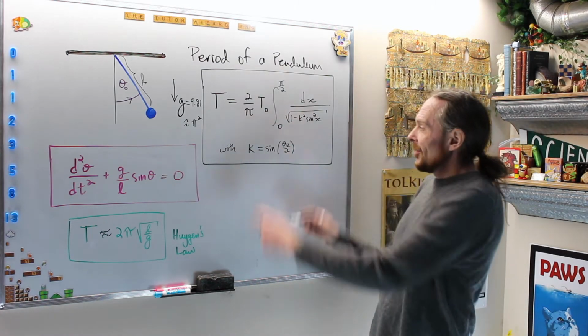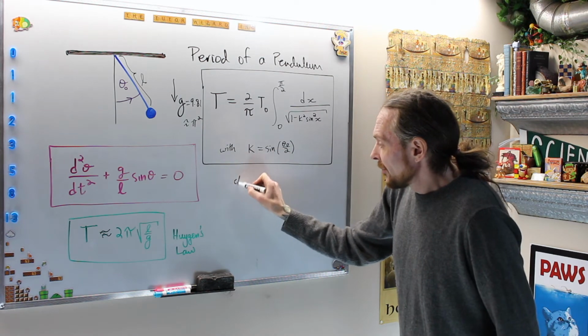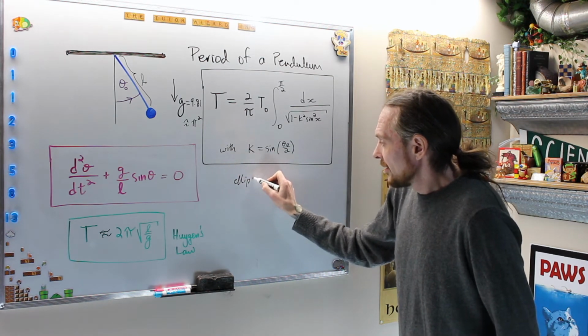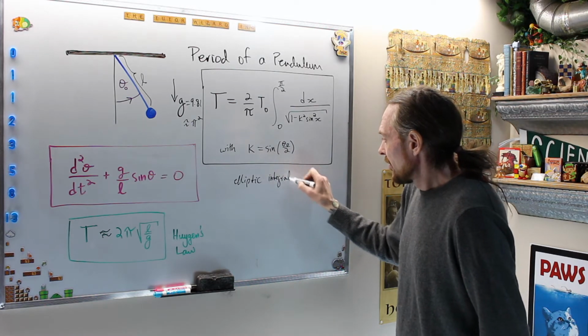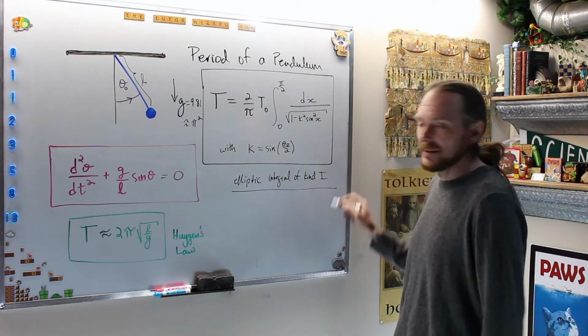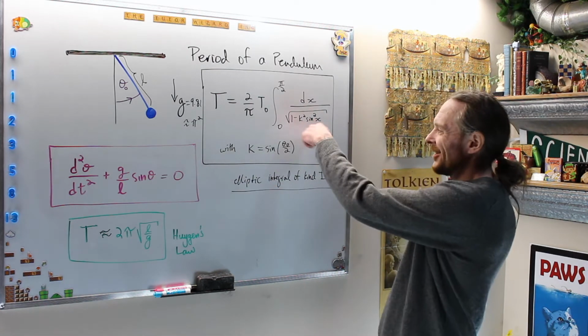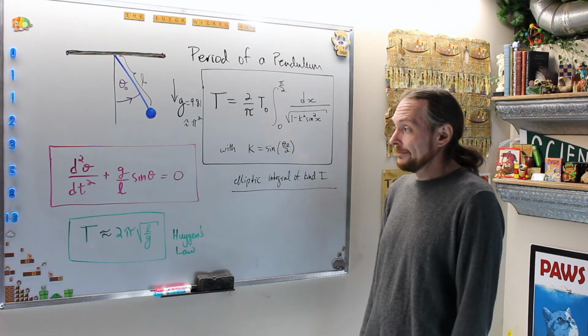What we're going to do is solve this elliptic integral of kind 1. What? Yeah. These hot messes are extremely hard to solve. We're going to do it right now.